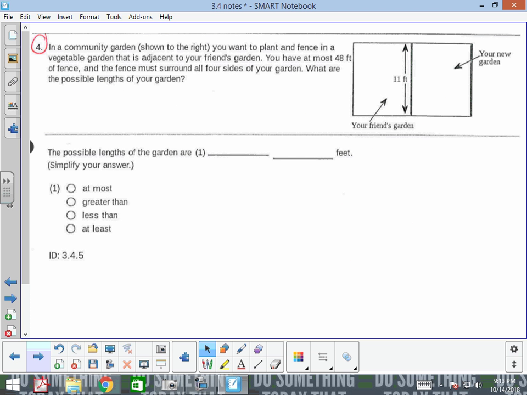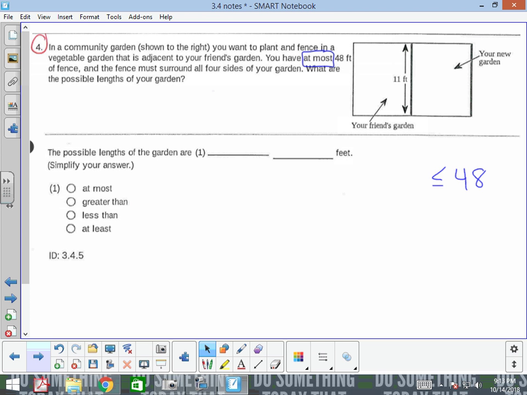Okay, number 4. In a community garden, and they show the picture over here to the right, you want to plant and fence in a vegetable garden that is adjacent to your friend's garden. You have at most, so that's less than or equal to, 48 feet of fence, and the fence must surround all 4 sides of your garden. What are the possible lengths of your garden?